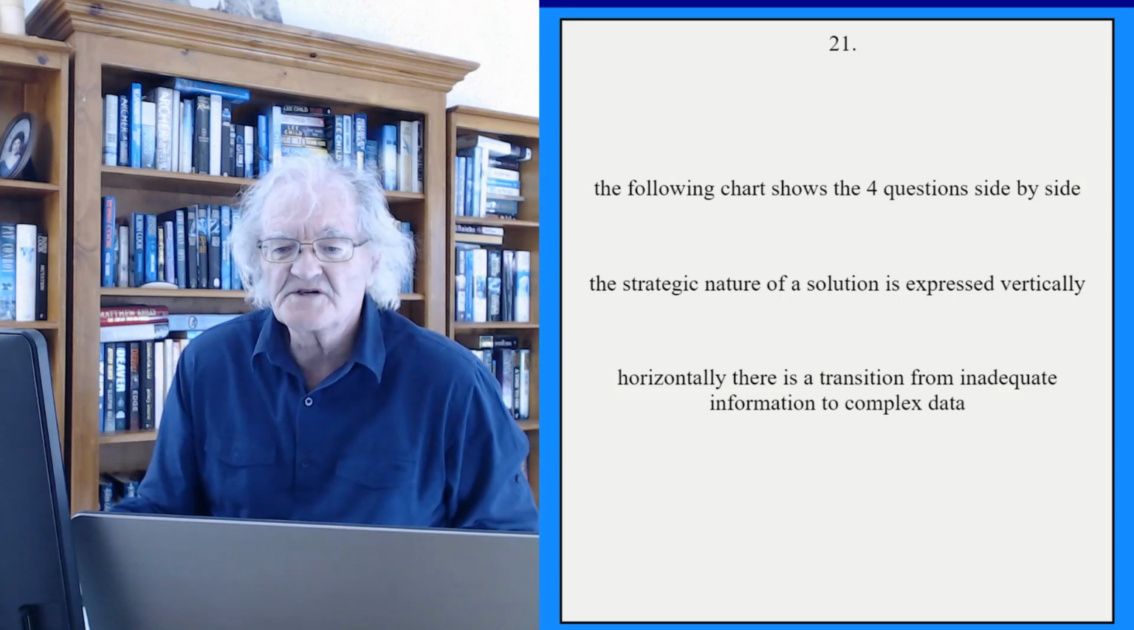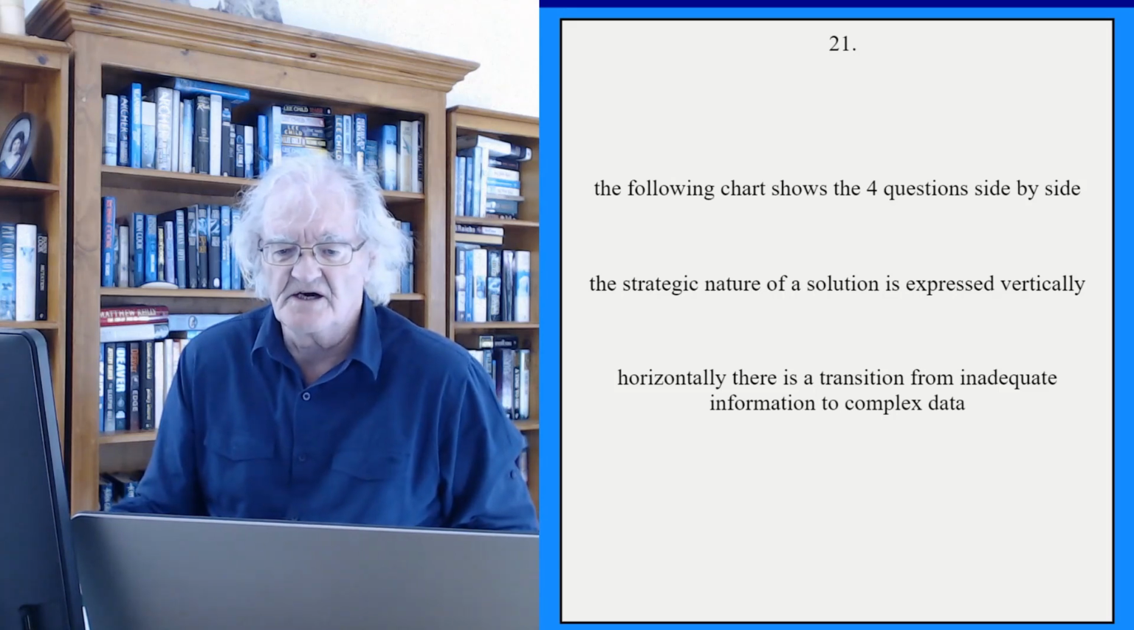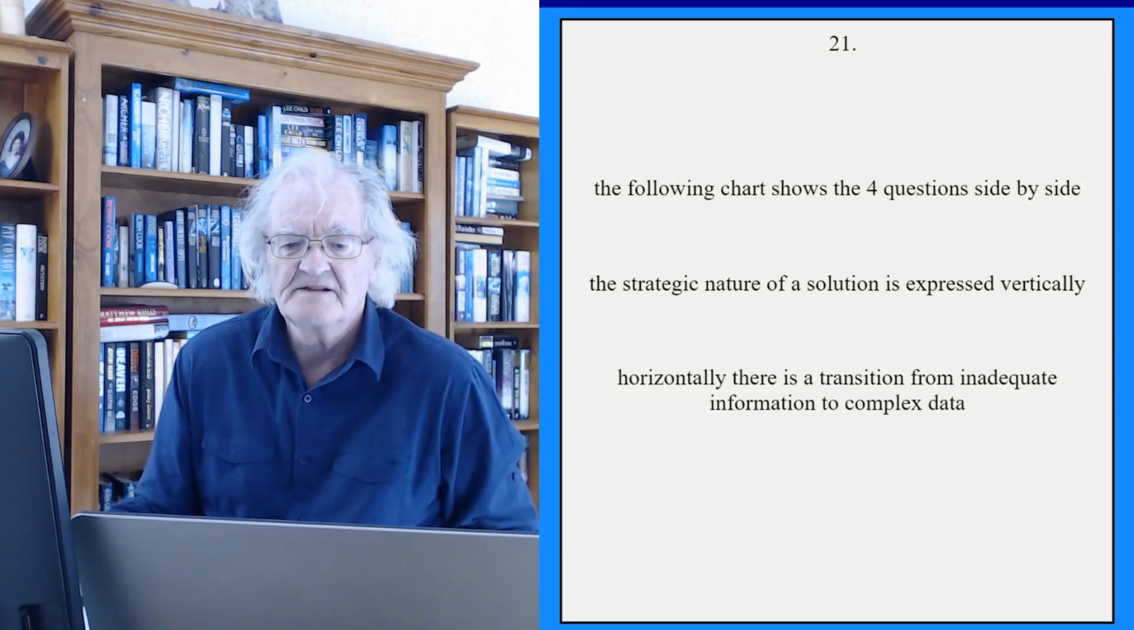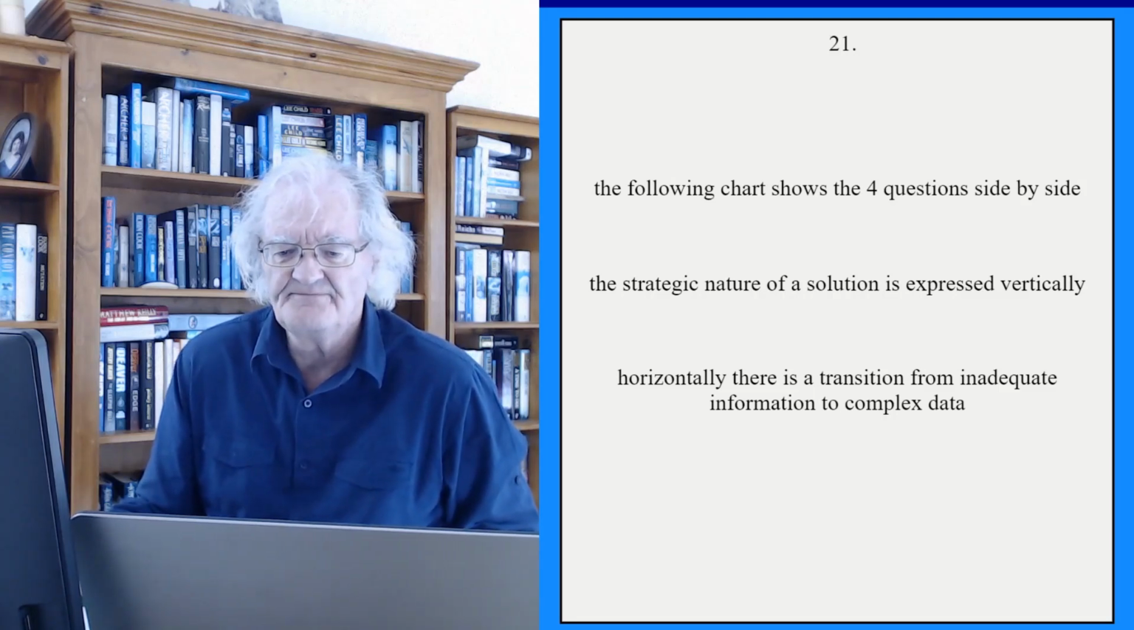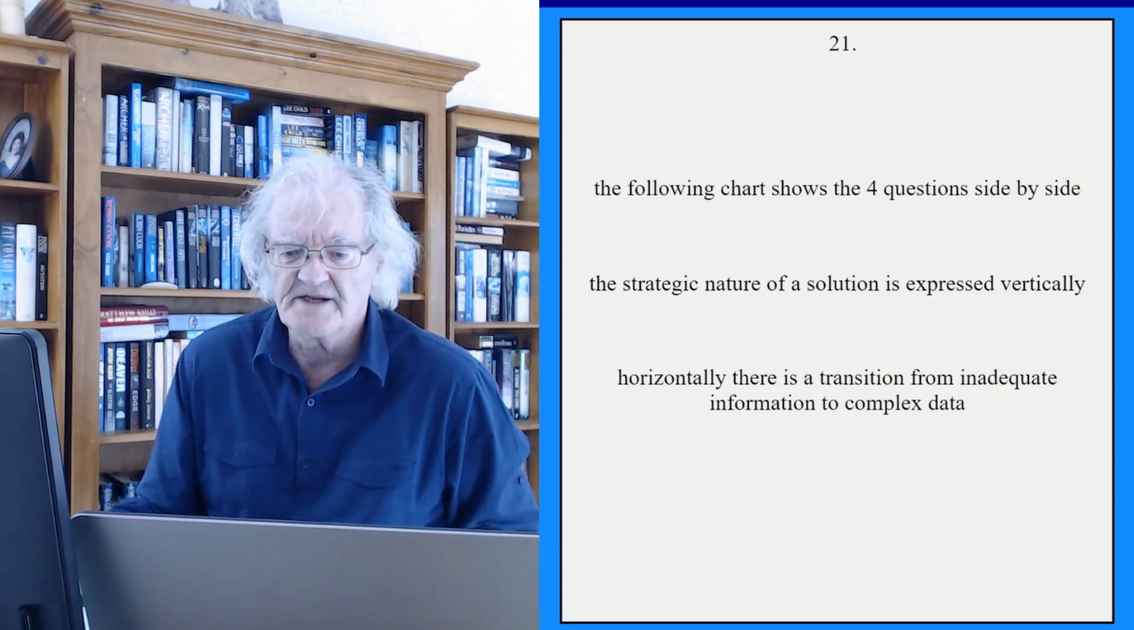The following chart shows the 4 questions side by side. The strategic nature of a solution is expressed vertically, and horizontally the 4 questions display a transition from inadequate information to quite complex data.